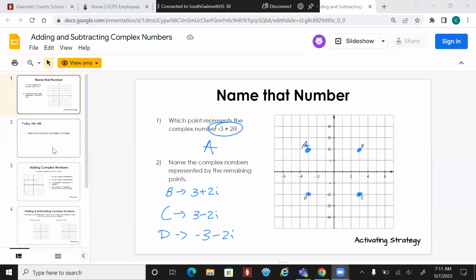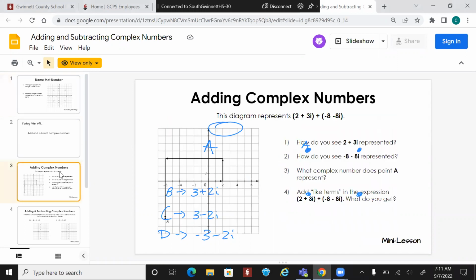So today we're going to learn about adding and subtracting complex numbers. Okay, so this diagram represents 2 plus 3i plus -8 minus 8i. Okay, so we start at 0, 0. I would pay attention because this one's a little tricky. We start at 0, 0, and we go plus 2. So we're going to go over 2. And we go up 3i.